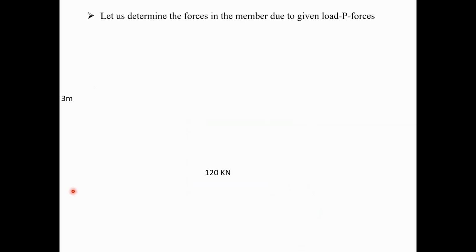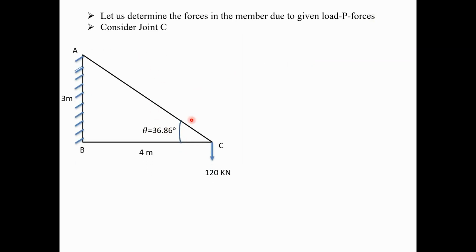So in that, first let us determine the forces in the members due to the given load, which are known as P forces, meaning forces developed in the members of the truss because of the external load only. So consider joint C first, because at joint C these two members are connected commonly. So by the method of joints we will solve this numerical. By considering joint C, showing the member forces PCA, PCB and the external load acting at this joint C.